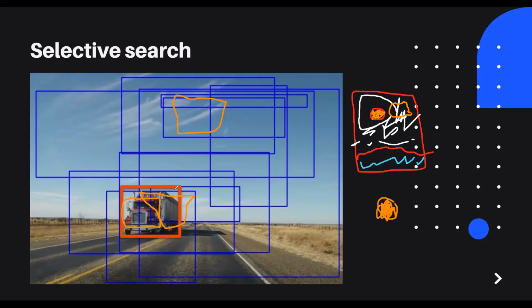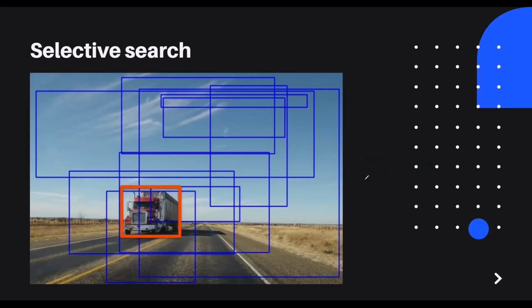And here what we do is we propose another area where these two objects are merged. So this is what selective search does, right? Selective search just looks at the image, tries to cluster the pixels based on their intensities. And after the initial clustering is done, you could just try to combine different clusters with each other and propose a new object, right?